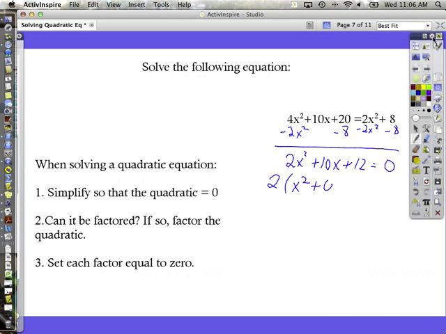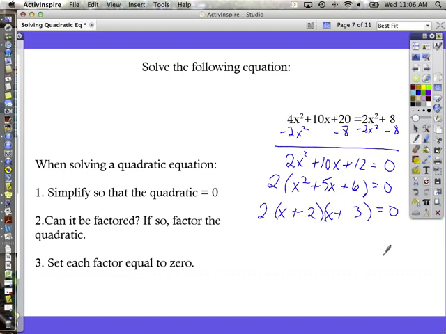Oops, that's not 6. Okay, so I'm going to put a 5 here, plus 6 equals 0. Now I have to see, does this factor again? It does. Not greatest common factor again, but I have x, x. I need to see what multiplies to get 6. So 1 and 6, or 2 and 3. So choose one, see if it works. Again, multiply it out to see if it comes back to this, and it does.